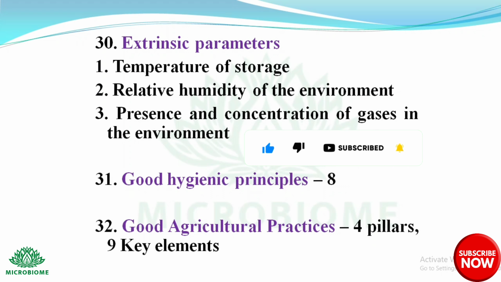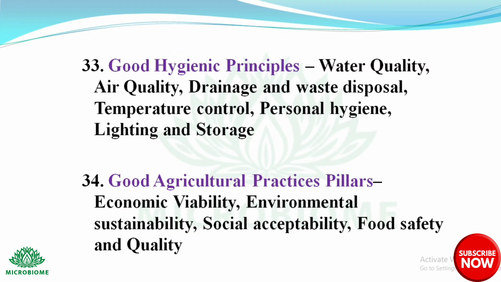And next, good hygienic principles, GHP. Here it is 8. Next, good agricultural practices, GAP, 4 pillars and 9 key elements. Next about good hygienic principles: water quality, air quality, drainage and waste disposal, temperature control, personal hygiene, lighting and storage. Next about good agricultural practices pillars: economic viability, environmental sustainability, social acceptability and food safety and quality.